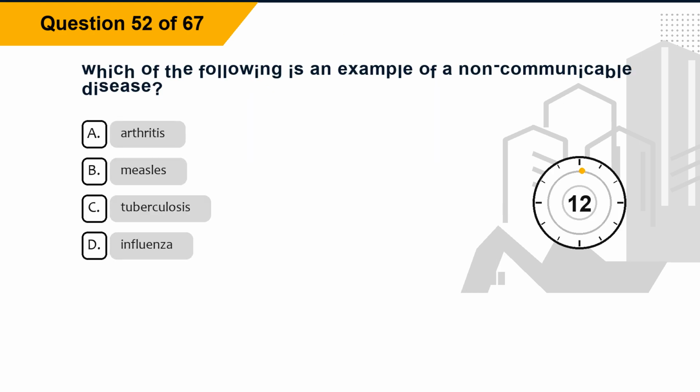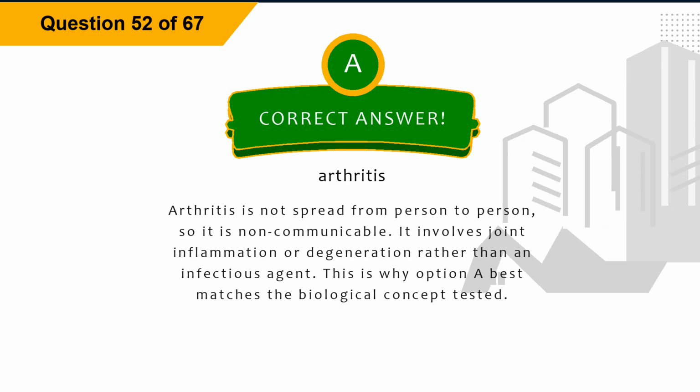Question 52. Which of the following is an example of a non-communicable disease? Option A, arthritis. Option B, measles. Option C, tuberculosis. Option D, influenza. The correct answer is option A, arthritis. Explanation. Arthritis is not spread from person to person, so it is non-communicable. It involves joint inflammation or degeneration rather than an infectious agent. This is why option A best matches the biological concept tested.